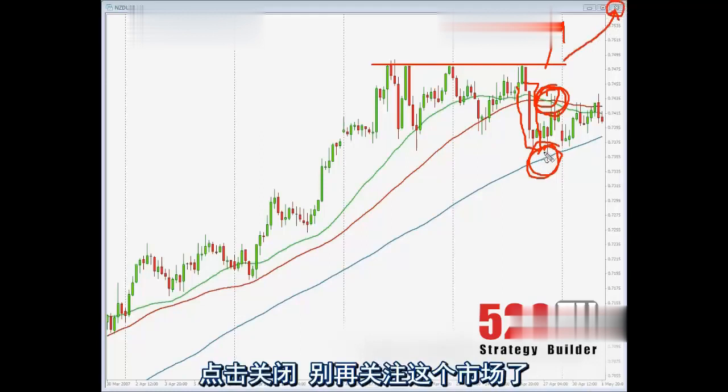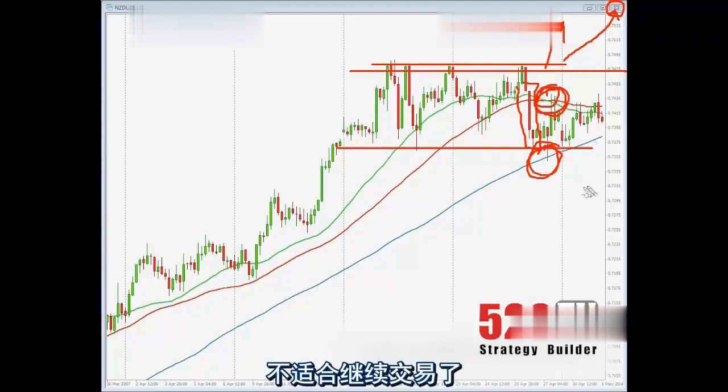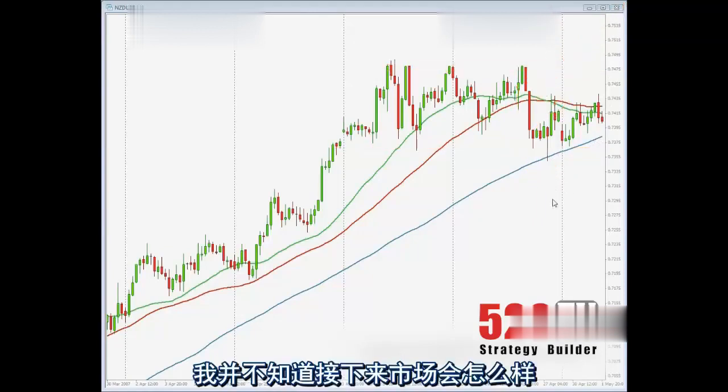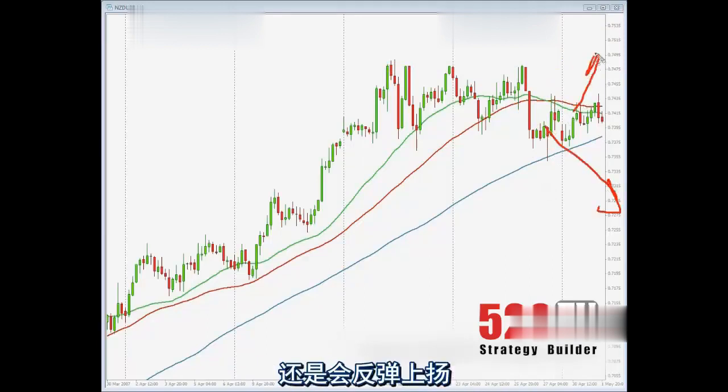Just click it and forget about it. The trend is in danger. The trend is not healthy anymore. You don't want to deal with the chart anymore. I don't know what's gonna happen now if I scroll on my chart. Okay, I don't know if this is going to go down or whether it's going to go up.